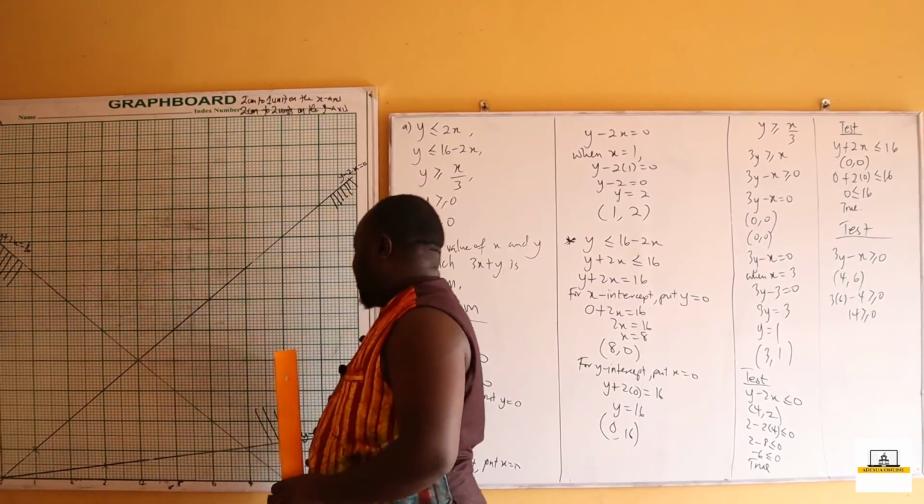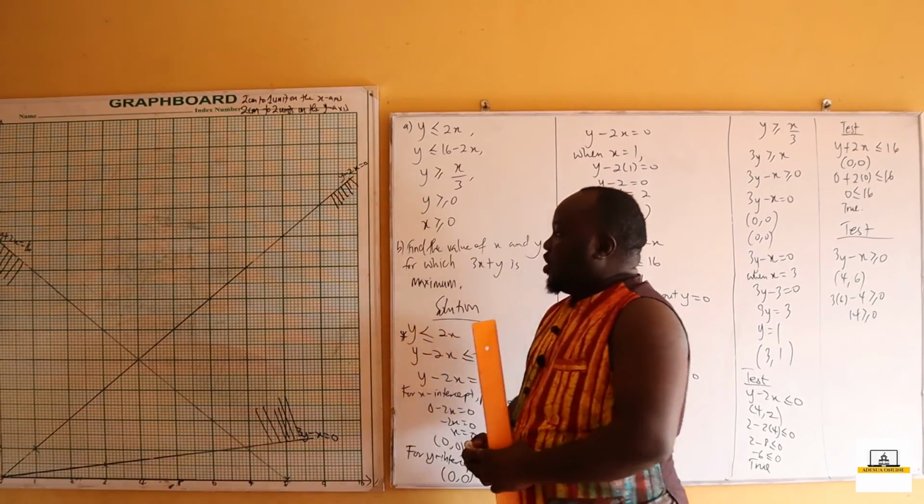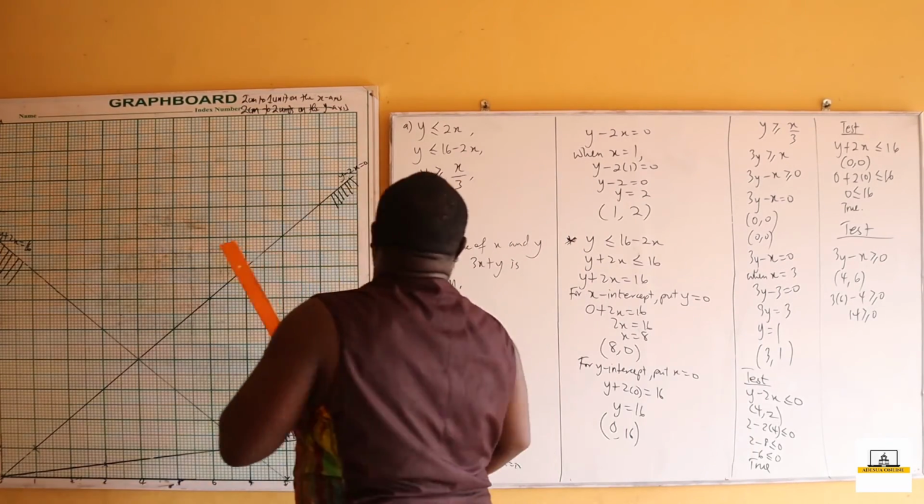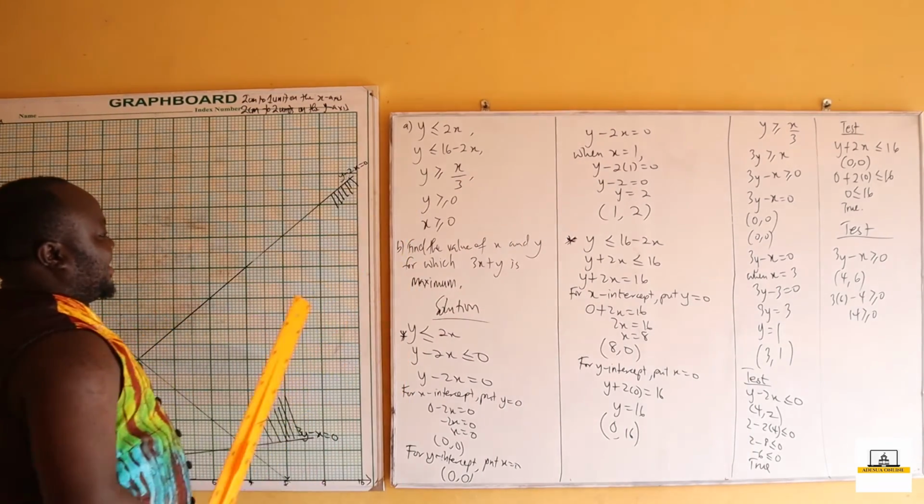So, and it is true. So it lies above it. So now, the next point we are going to talk about is y is greater than 0.